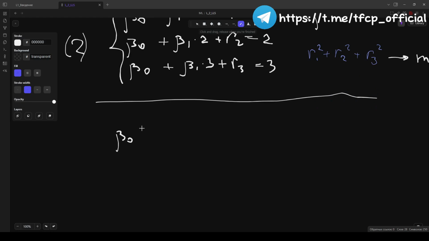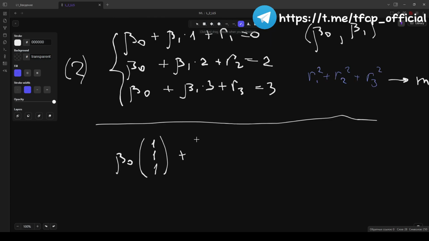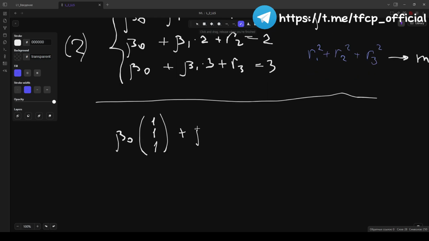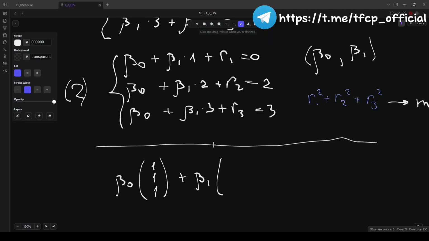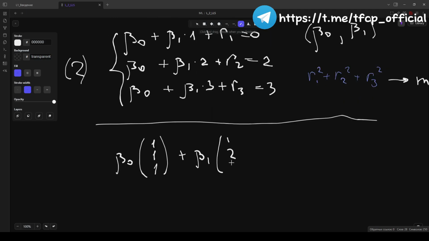In vector form, which is a mathematical representation of quantities, this will look as follows. v0, a constant term, multiplied by the vector 1, 1, 1 plus v1, a coefficient, multiplied by the vector 1, 2, 3. Here I have the vector r1, r2, r3, equal to the vector 0, 2, 3, representing specific values in a sequence.